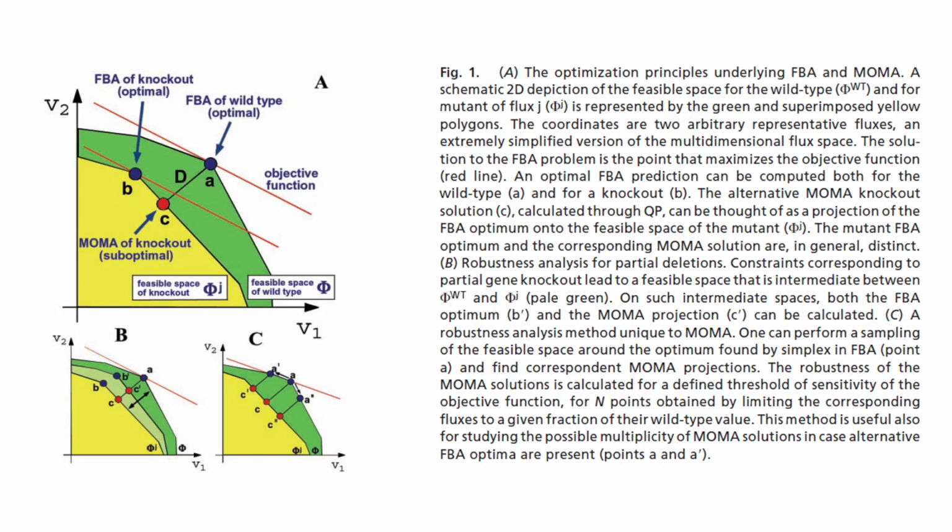So to summarize, MOMA will calculate the Euclidean distance and will try to minimize it between the optimal solution of the wild type and not only the optimal solution, also the suboptimal solutions of the knockout. Basically, this is a triangle method. You will check which distance is the lowest and consider that accordingly.